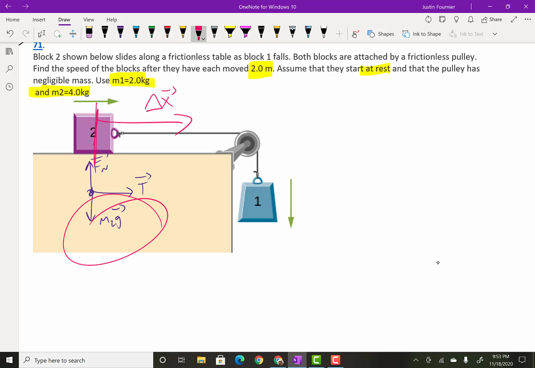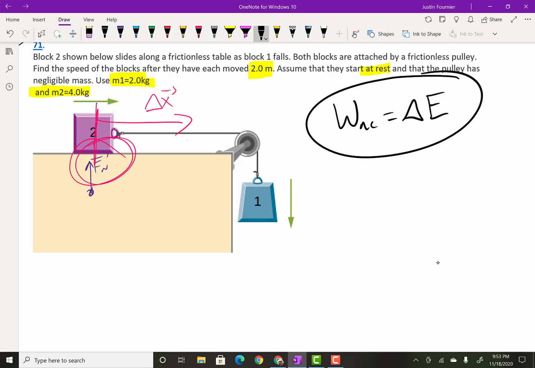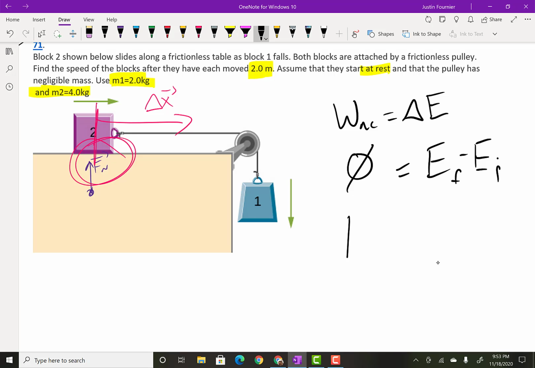Both gravitational forces are conservative forces, so I don't need to worry about them. The only other non-conservative force I need to be careful of, because if I have a non-conservative force, I would go to this: the work done by a non-conservative force is equal to the change in energy. On your equation sheet, I think it just says work is equal to your change in energy. If I have a non-conservative force doing work, then I have to default to this equation. But if the non-conservative force does 0 work, then the work done is the final energy minus the initial energy, and that leads to the conservation of energy.